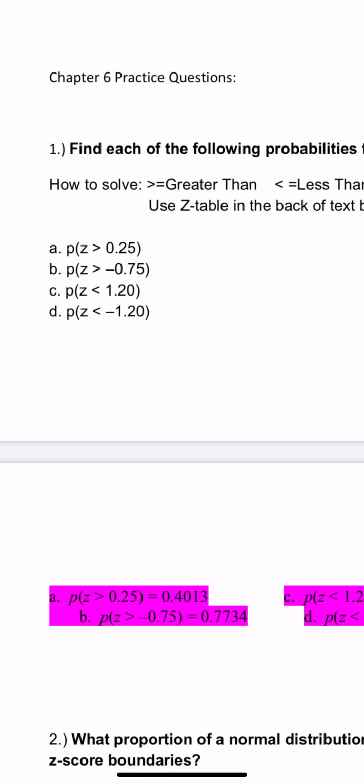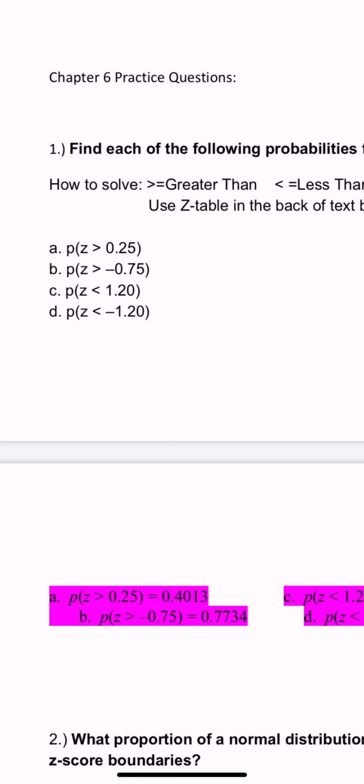All right, so whenever there's a negative and it's asking for greater than, you're looking in the body. And when there's a negative and they're asking for less than, you're looking in the tail. When there's a positive and they're looking for greater than, you're looking in the tail. And when there's a positive and they're asking for less than, you're looking in the body.